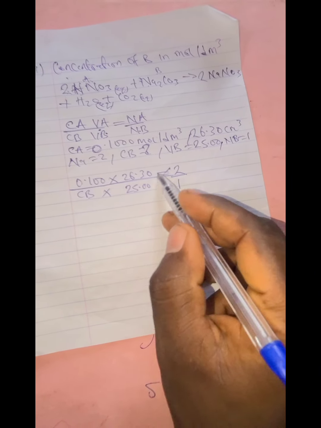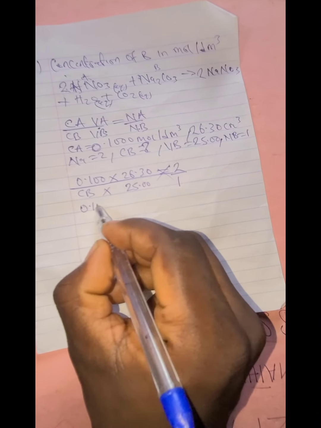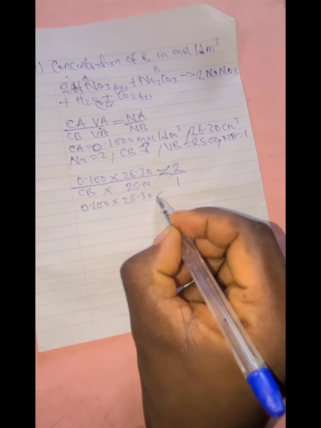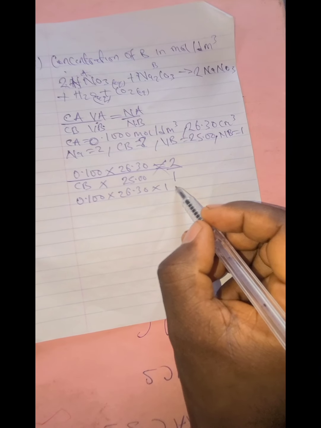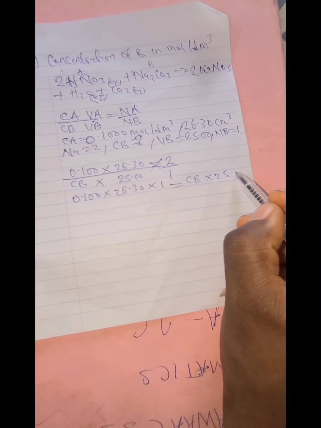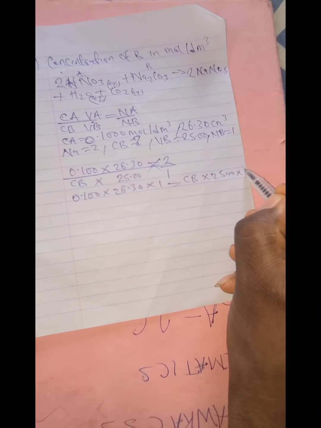So when you cross multiply, you are going to have 0.100 times 26.30 times 1 equals CB times 25.00 times 2.